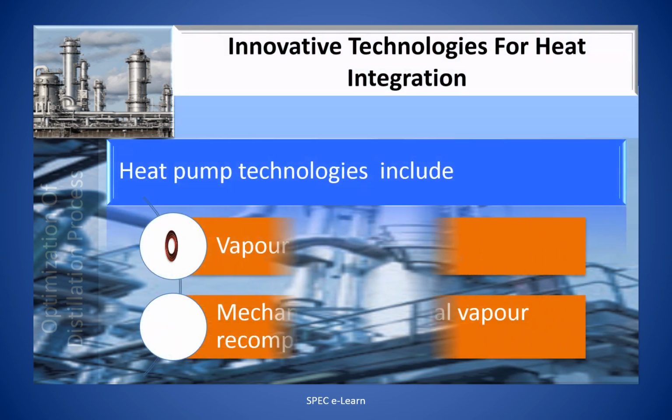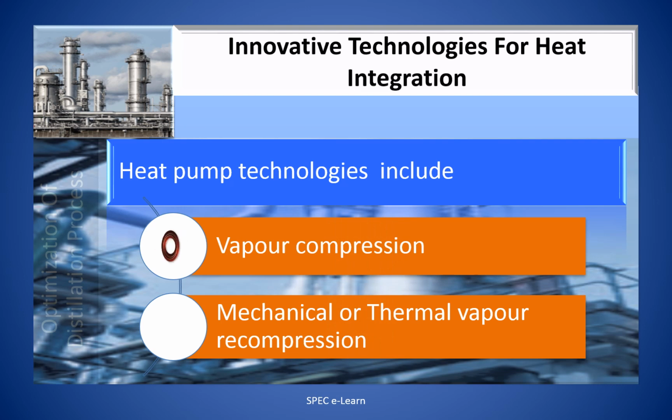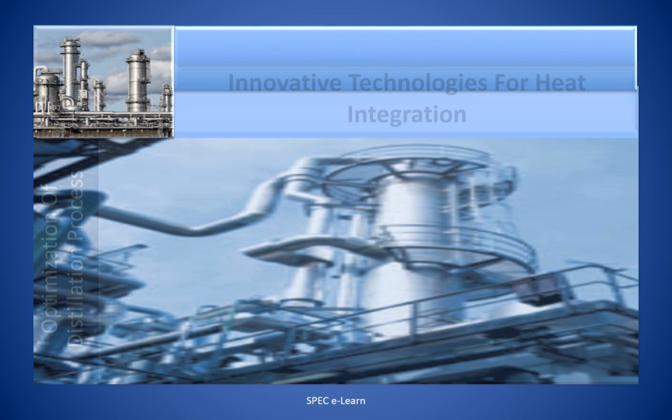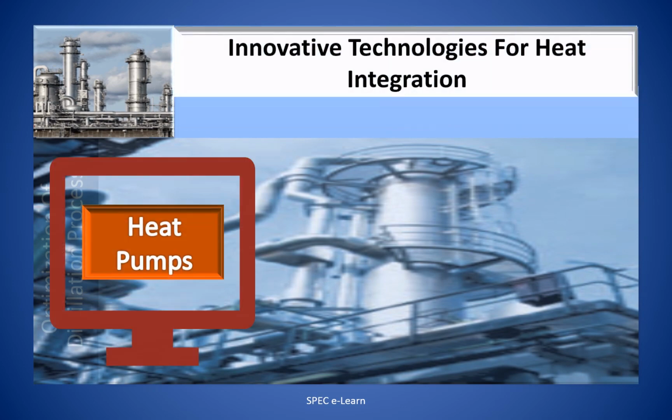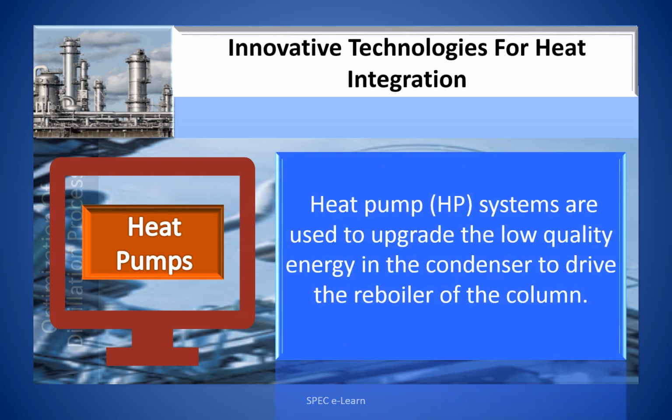The heat pump technologies include vapor compression and mechanical or thermal vapor recompression. Heat pump systems are used to upgrade the low quality energy in the condenser to drive the reboiler of the column.